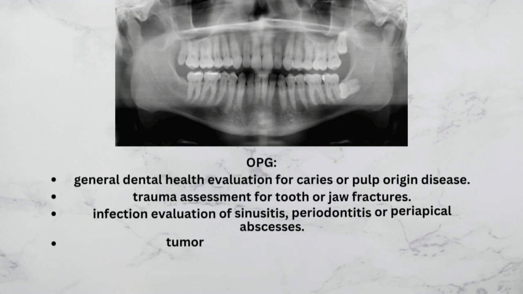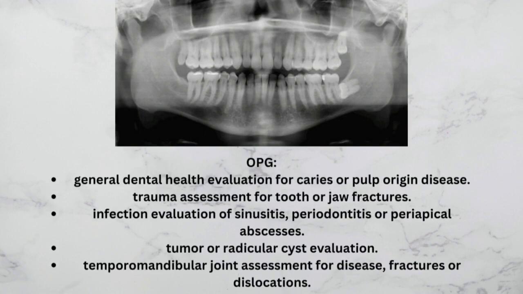For the third molars, in order to see if it is mesoangular or distoangular or horizontal or vertical impaction, any of that. Okay, and TMJ assessment for disease, fractures, or dislocations, tumor or radicular cyst evaluation, and as well for the pedo patients, instead of taking multiple X-rays, we can just take one full mouth X-ray in order to detect everything that is in his mouth.